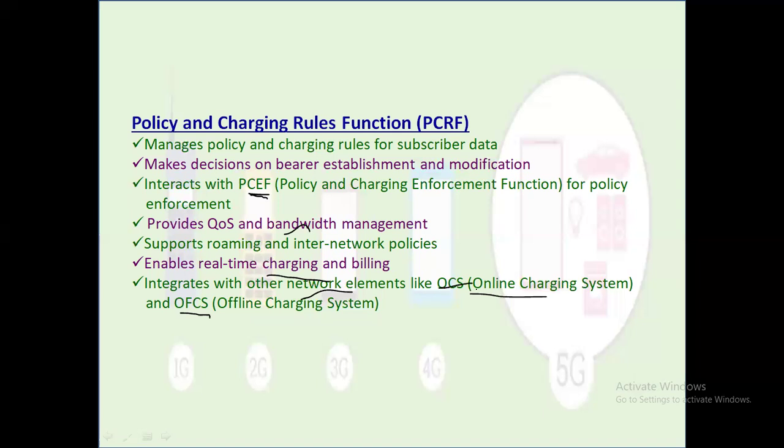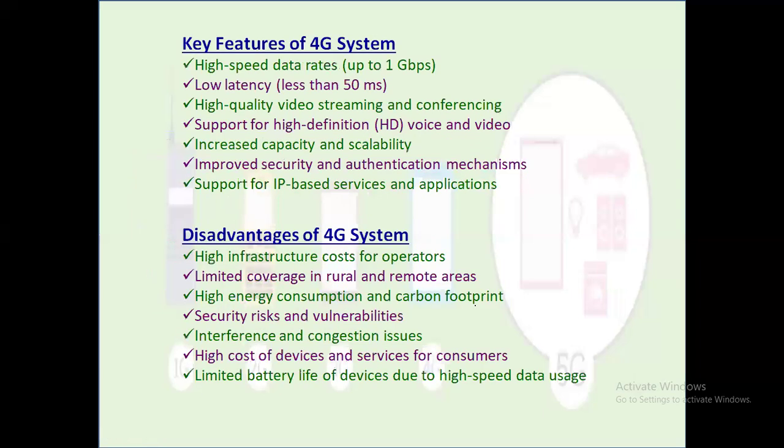OCS means online charging system, and ensuring seamless and efficient policy management, charging and billing operations, and enabling operators to deliver personalized services and optimize network resources. This is the function of PCRF.